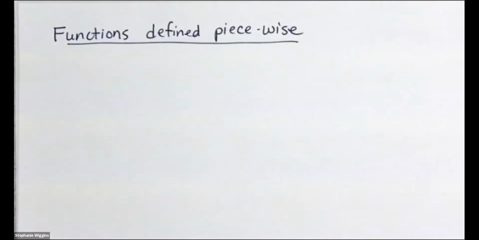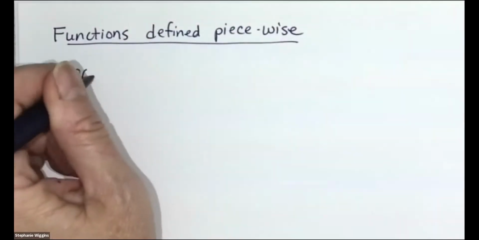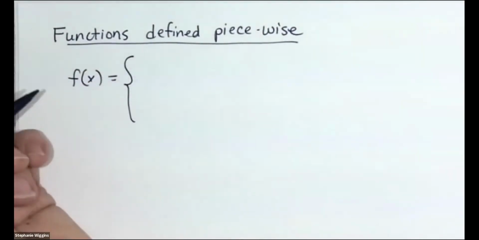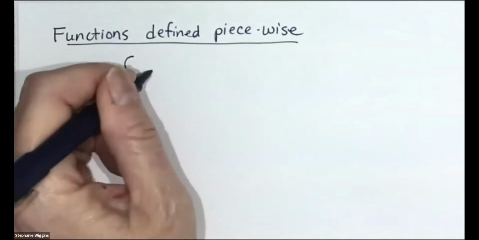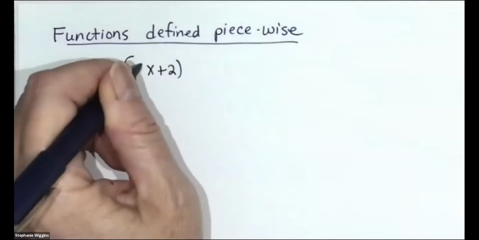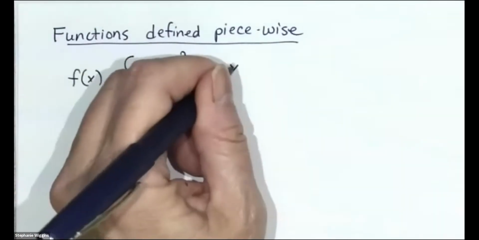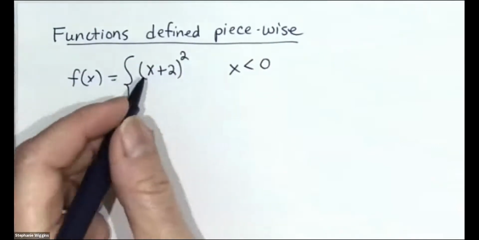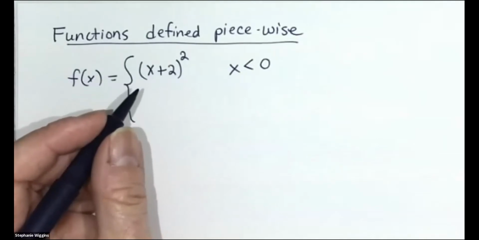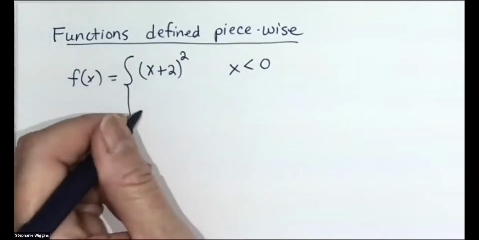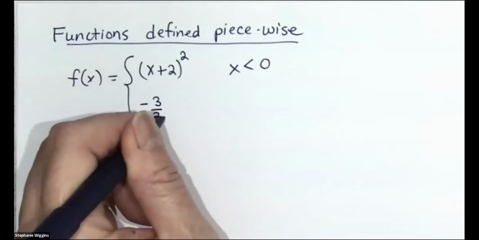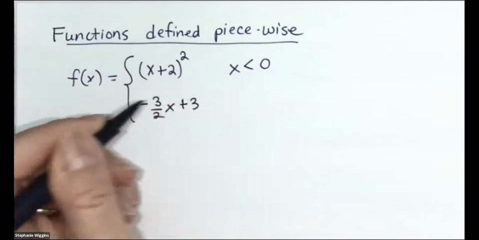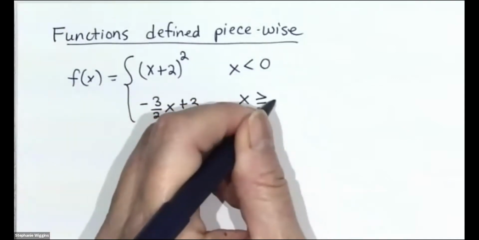So let's just look at an example. Here we have f of x equals (x plus 2) squared when x is less than 0, and negative 3/2 x plus 3 when x is greater than or equal to 0.